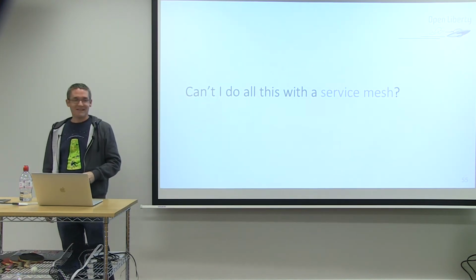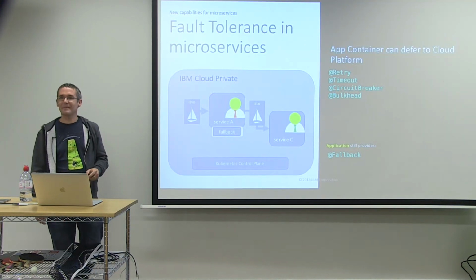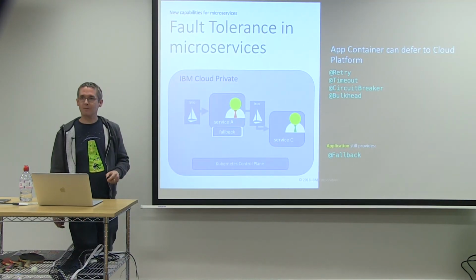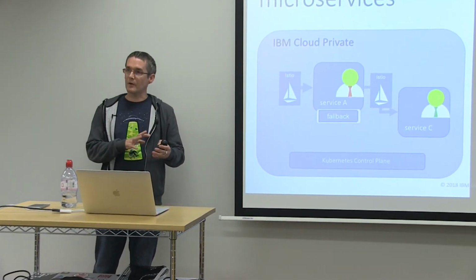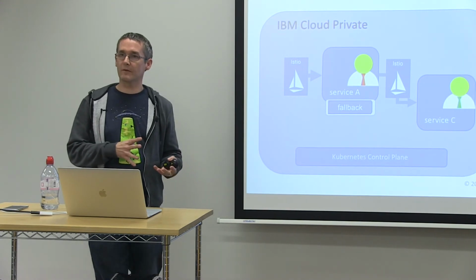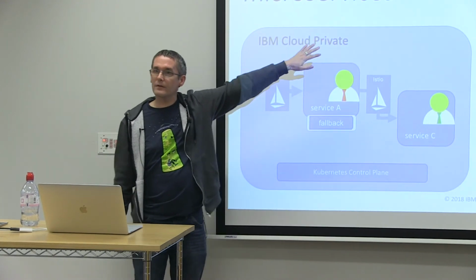Can't we all do this with the service mesh? Well, a lot of it you can, yeah. But I think we've seen examples, such as metrics and health, and some of the OpenTracing stuff, where you want some help from the runtime to be able to do those things. One of the obvious ones is fault tolerance.